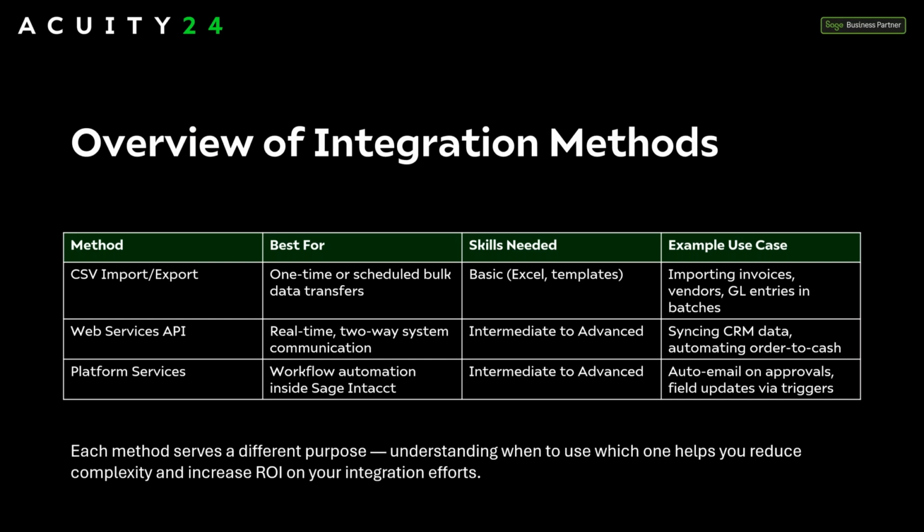The last method we'll be covering is Platform Services, which are inbuilt Sage Intacct services. The best use for Platform Services would be workflow automation inside Sage Intacct. The skills needed are intermediate to advanced. An example use case would be auto email or approvals, and field updates via triggers. Each method serves a different purpose. Understanding when to use which one helps you reduce complexity and increase return on investment on your integration efforts.